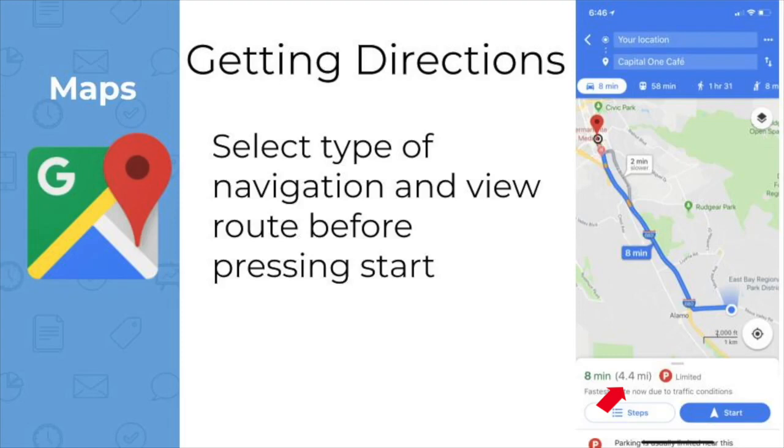It'll also say P limited, which means that parking may be limited at the destination that we're going to, and underneath that you can see two buttons, Steps and Start. Steps will show you in chronological order all the steps that you'll be taking to get to your final destination. Start will only be pressed when we're ready to go, as that will queue up the voice navigation system.